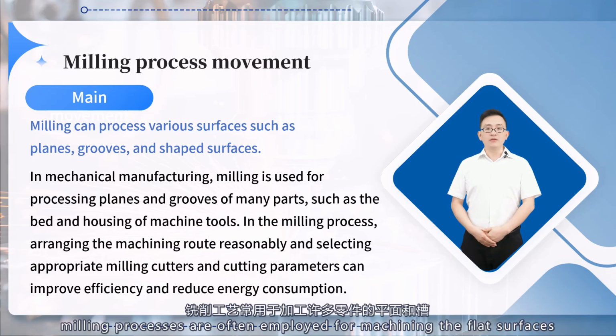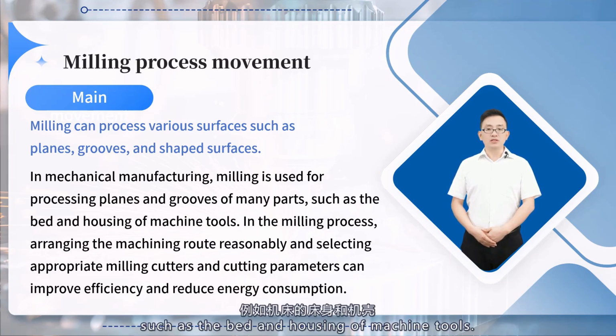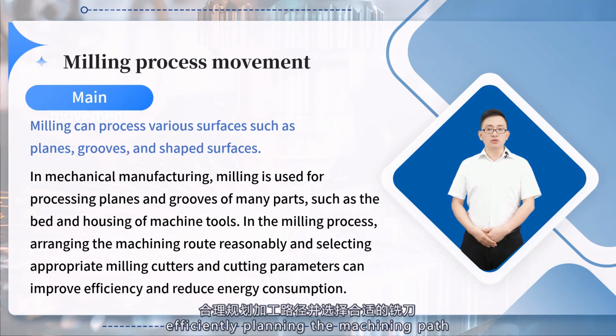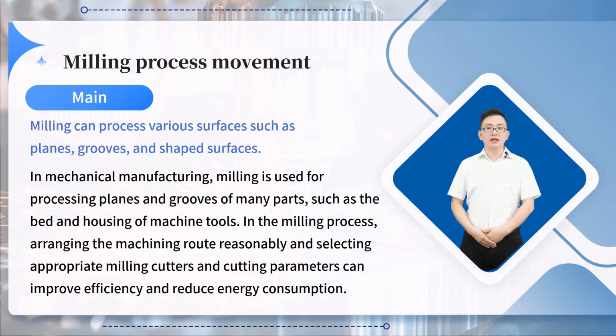In mechanical manufacturing, milling processes are often employed for machining the flat surfaces and grooves of many parts, such as the bed and housing of machine tools. During the milling process, efficiently planning the machining path and selecting appropriate milling cutters and cutting parameters can enhance machining efficiency and reduce energy consumption.